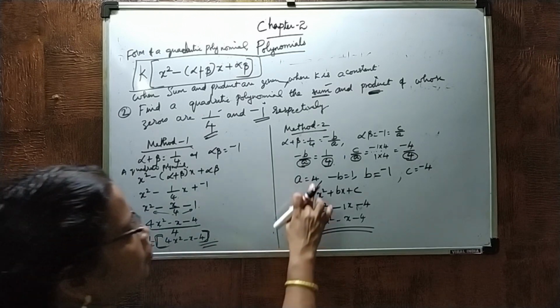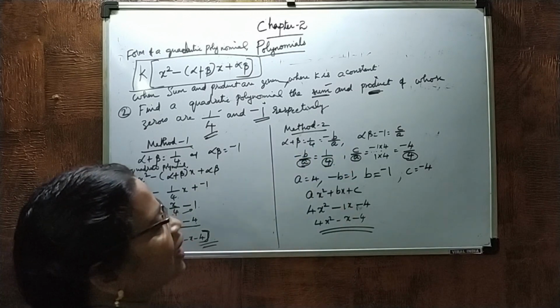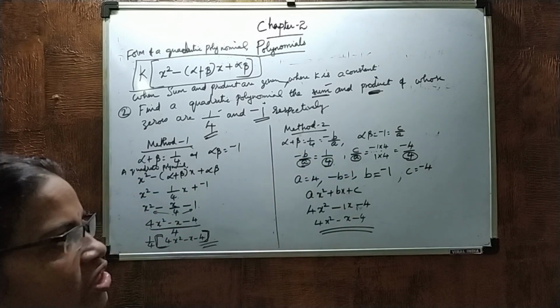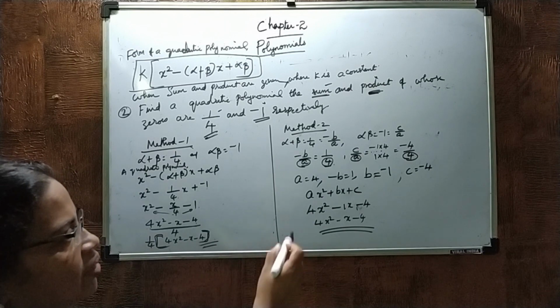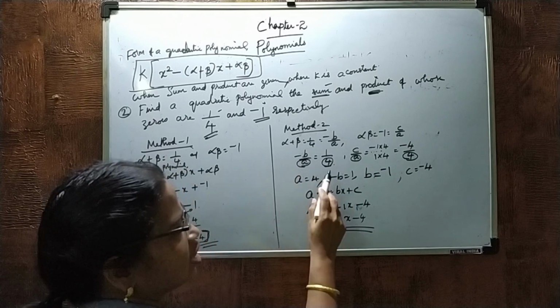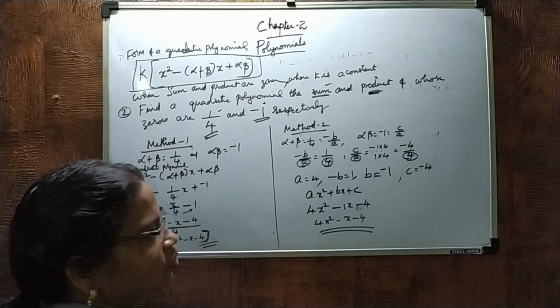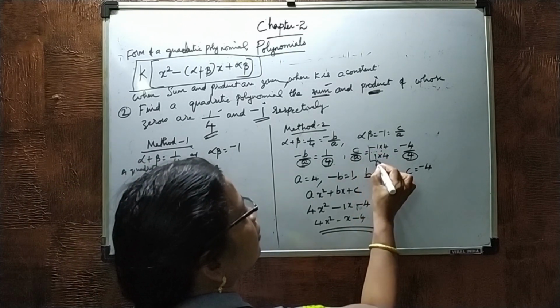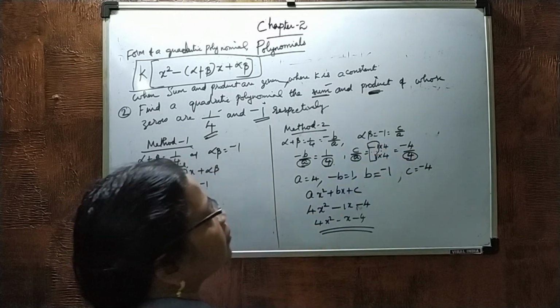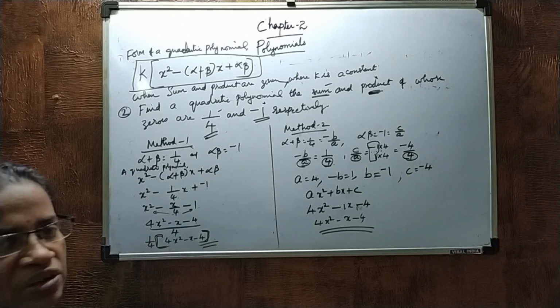Okay then. Here it will be method 2. Here you have to find that alpha plus beta is equal to negative b by a and alpha beta is equal to c by a. Here b by a and c by a are written: negative b by a is 1 by 4, c by a is negative 1. Only this much is given. Right? Negative 1 by 1 is given. Negative 1 means it is negative 1 by 1.